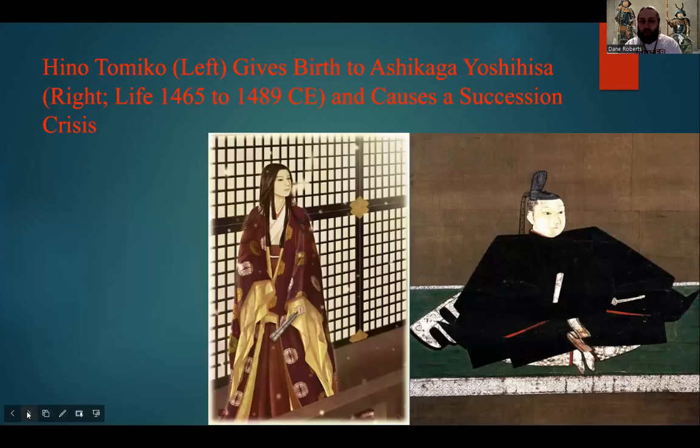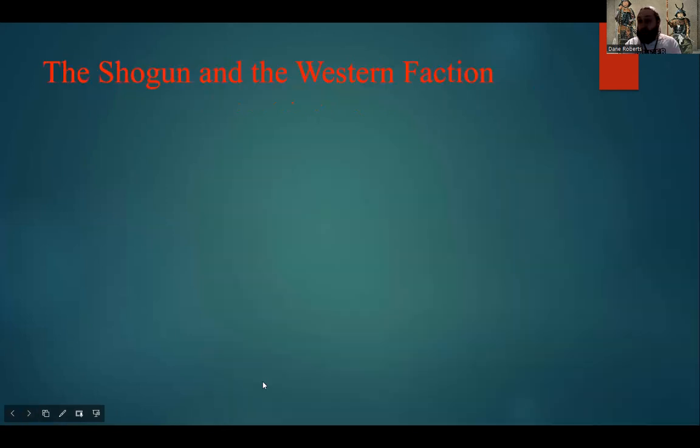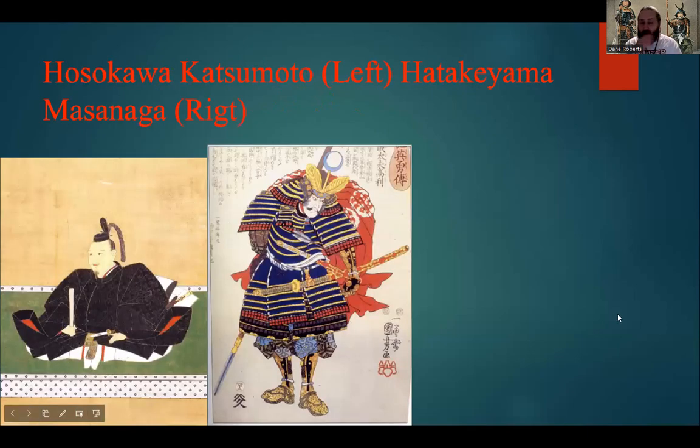So the succession crisis eventually led to an all-out war, with Japan being divided between the Western faction and the Eastern faction. The Western faction was led by the Shogun. With the start of this war, the Shogun would turn to many daimyos for help. These daimyos would include his two closest generals other than his brother, Hosokawa Katsumoto and Hatakeyama Masanaga.